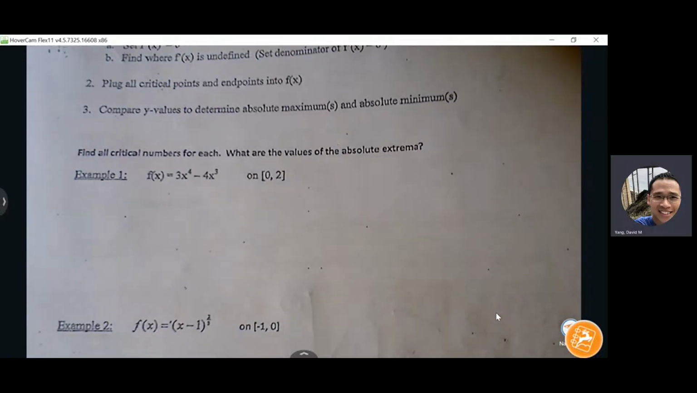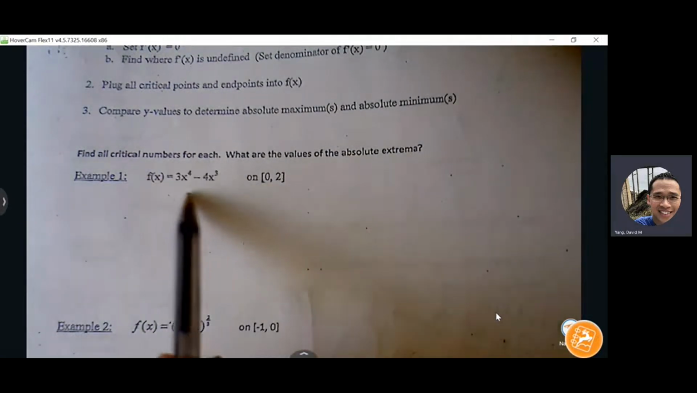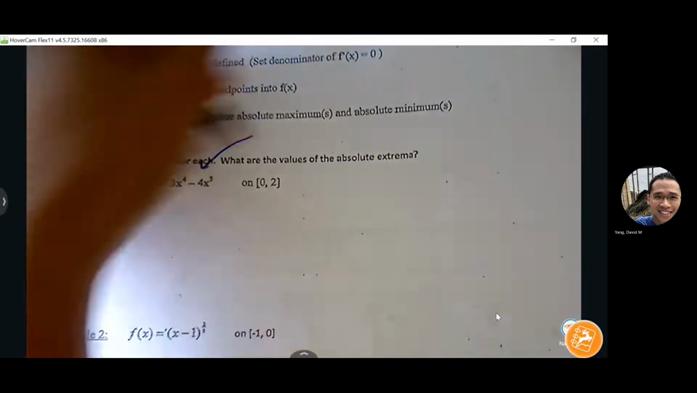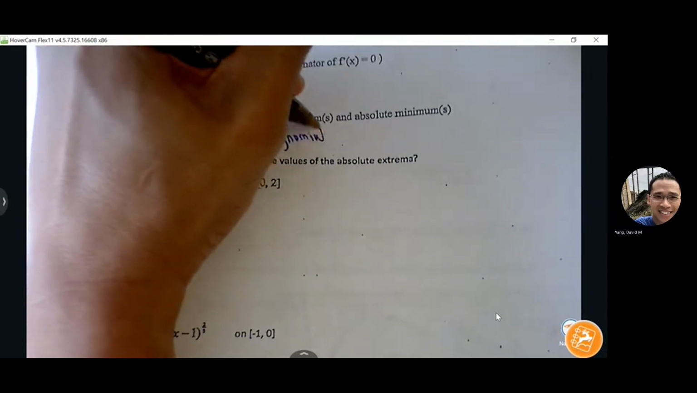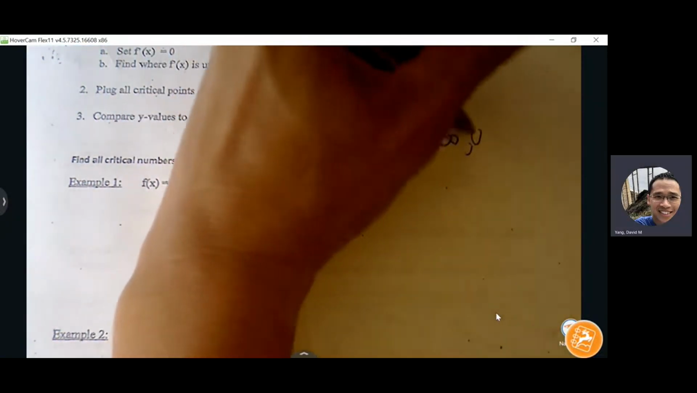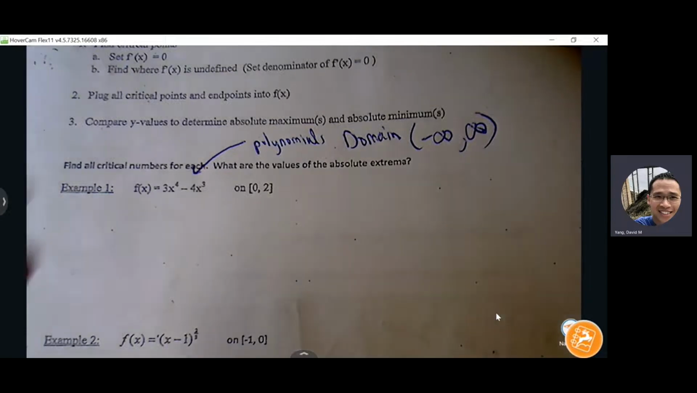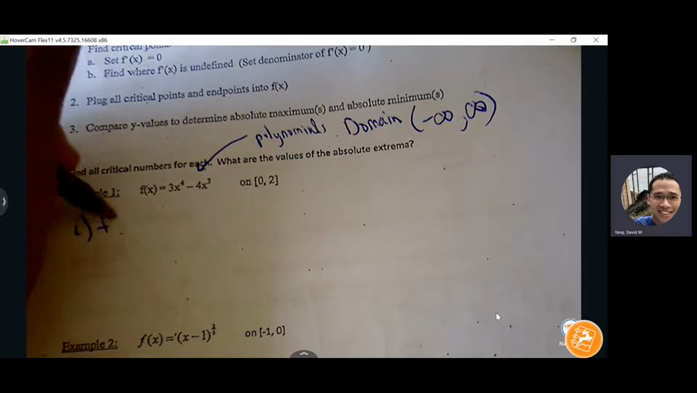Okay, so let's look at example 1. Find critical numbers. What are the values of the absolute extrema? So our function is a nice polynomial. A polynomial has no breaks in the graph. The domain is always negative to positive infinity and never has any poles, no asymptotes, a nice smooth curve. There's no variable in the denominator, so you never have to worry about continuity with polynomials. But it's still important that we name the condition. I'll be looking for this on your test or quiz.